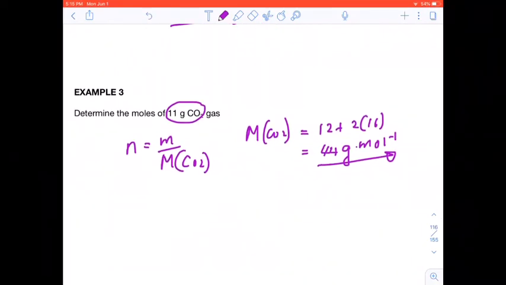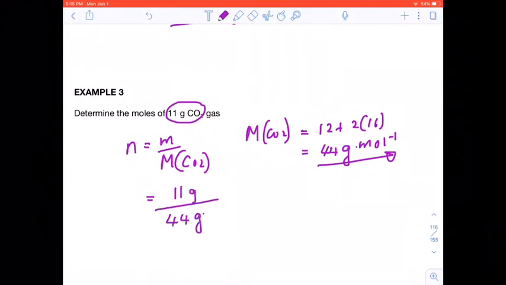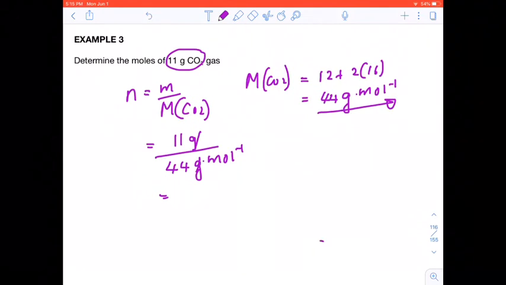Now, the moles of 11 grams is going to be 11 grams upon 44 grams per mole. That cancels out, mole goes on top as mole, and 11 upon 44 is 0.25 mole. There you have that one.